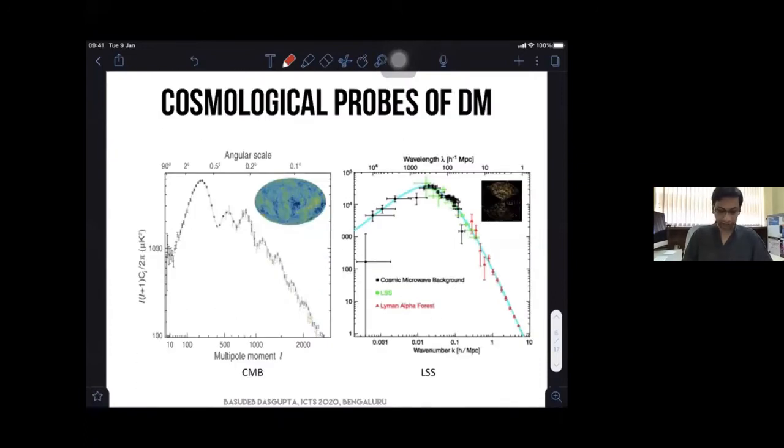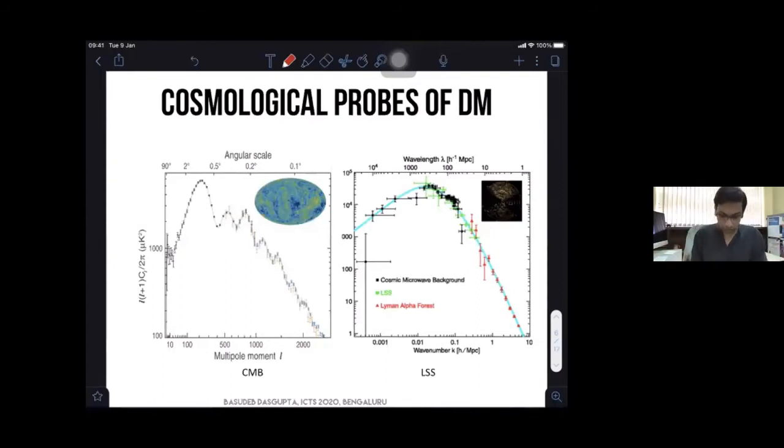So let's begin. Okay, cosmological probes of dark matter. There are essentially two observables in cosmology that really probe the nature of dark matter. One is the cosmic microwave background. I told you yesterday already about the fluctuations of the cosmic microwave background. The second thing that probes the nature of dark matter in cosmology is the structure at large scales, actually even at moderately large, small scales even, but how dark matter is distributed in the universe.